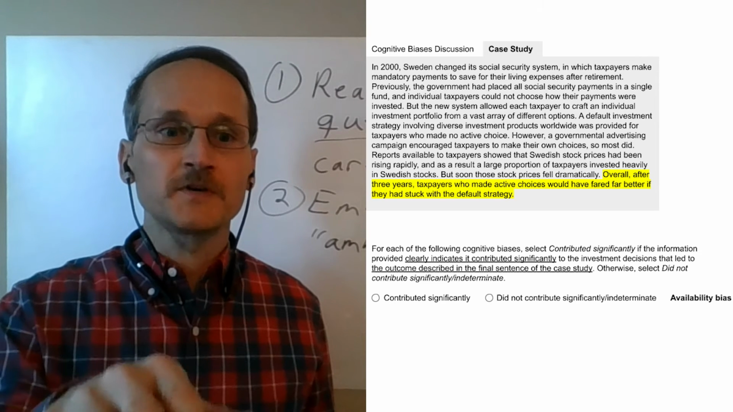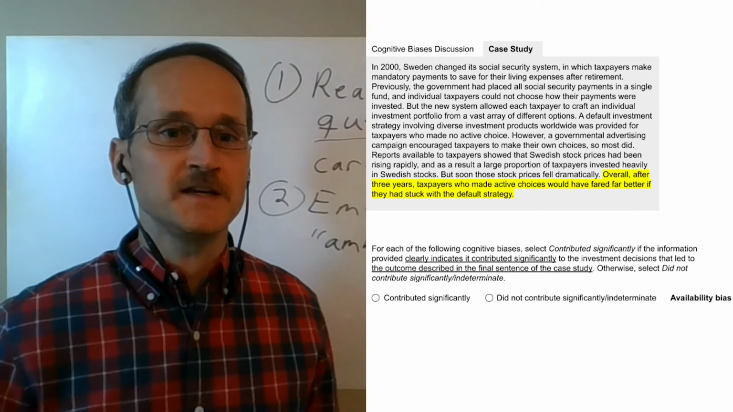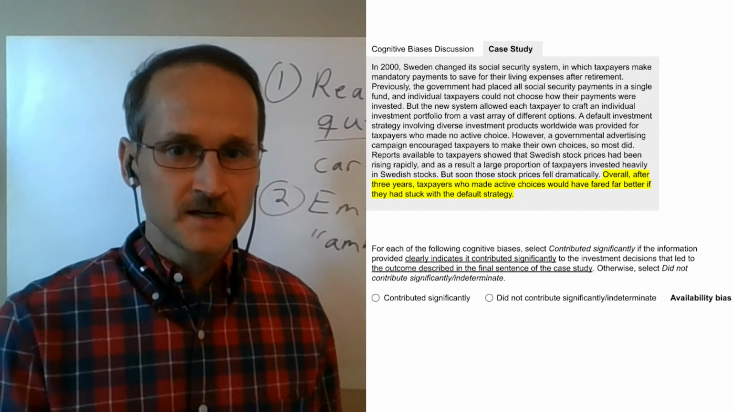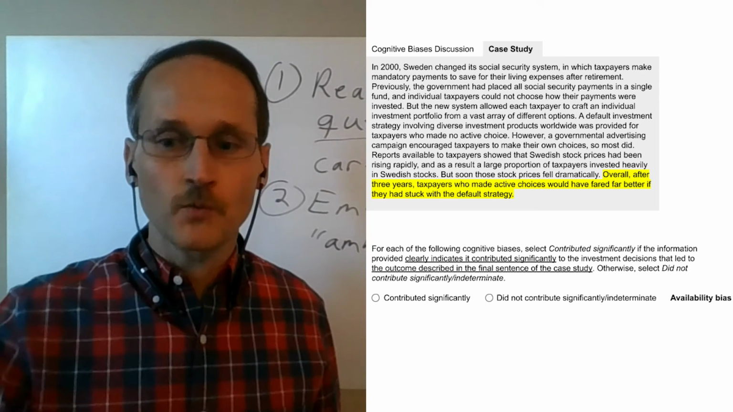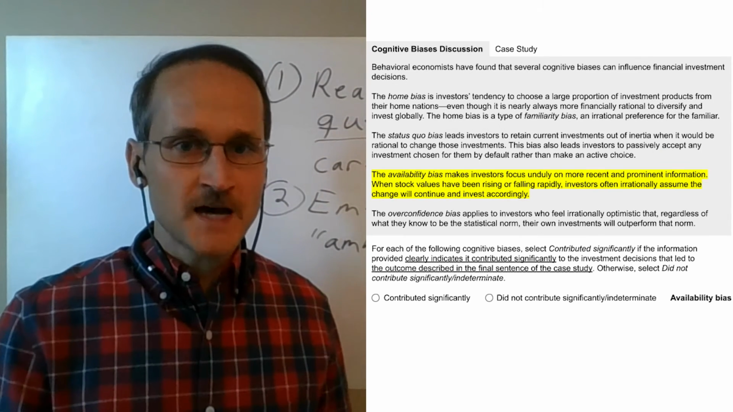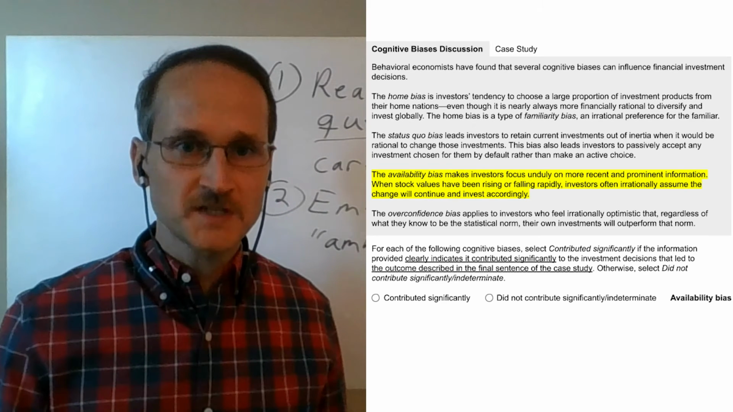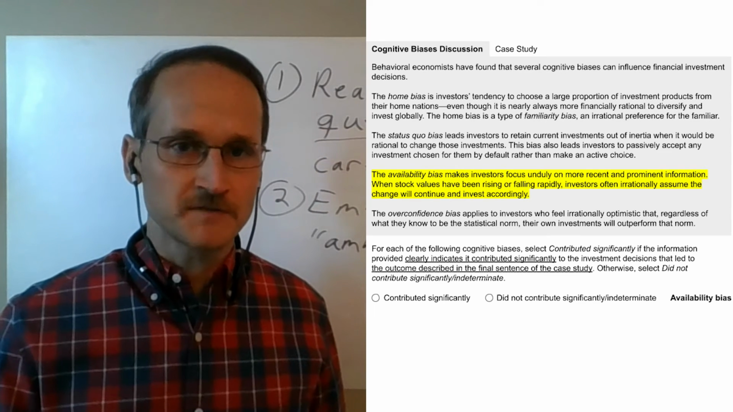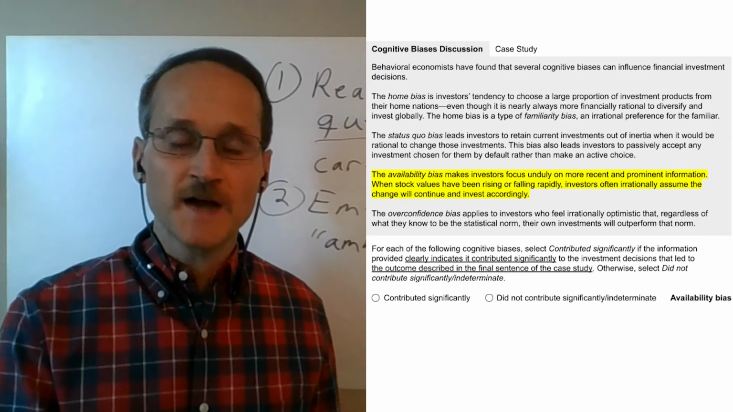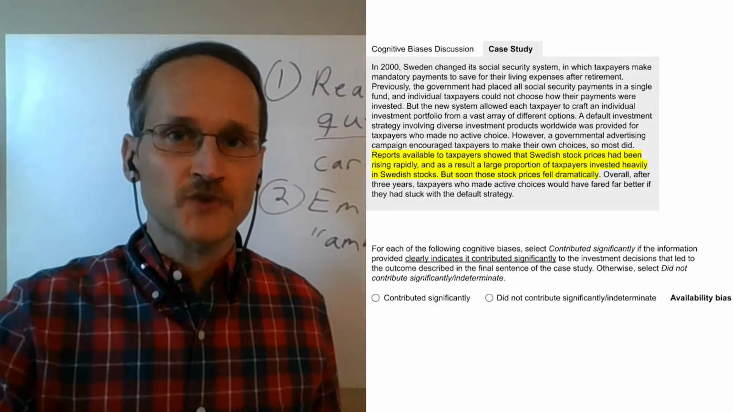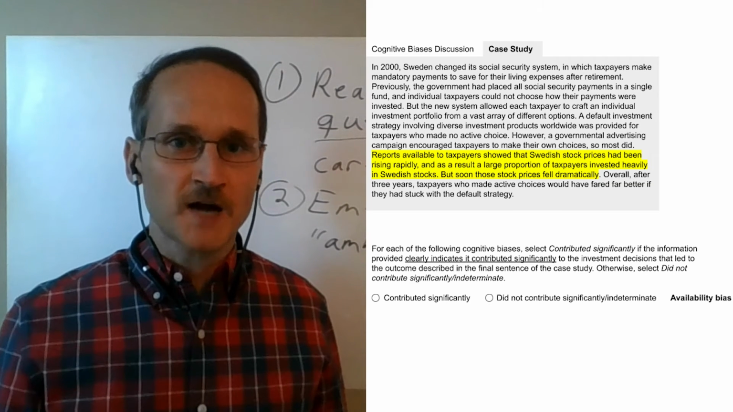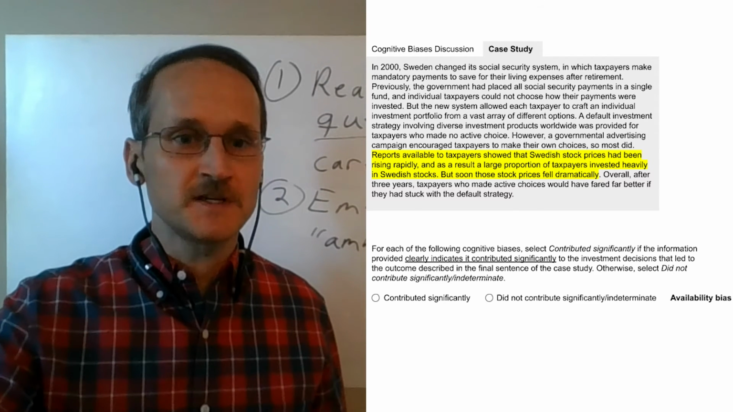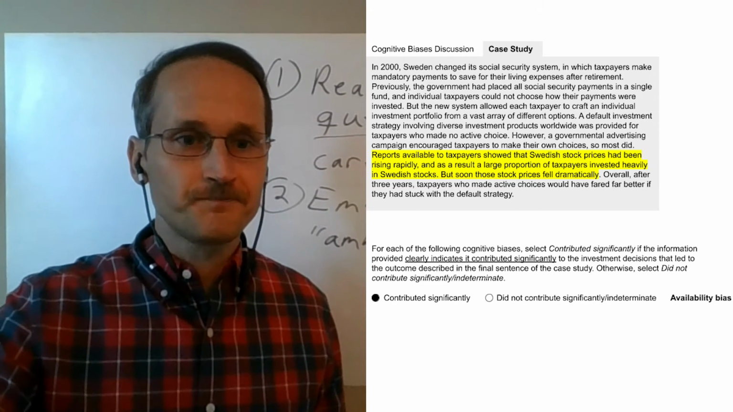Okay, so for availability bias, we're asked, does the information provided clearly indicate that availability bias contributed significantly to the decisions that led to that outcome? So first of all, what is availability bias? Back on the first tab, it's when you make decisions based on recent and prominent information. For example, stock values have been rising or falling rapidly. You assume it's going to continue to do that, so you invest accordingly. And that's exactly what we described with the investors here. They saw those Swedish stock prices going up, they invested in those, ended up hurting them in the end. So this one definitely contributed significantly to the outcome described.